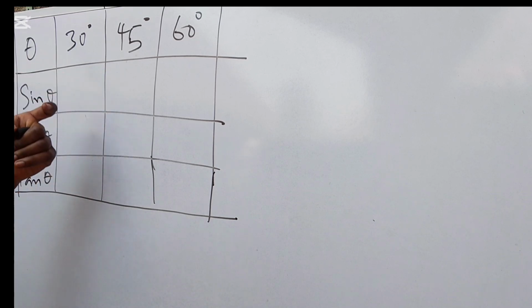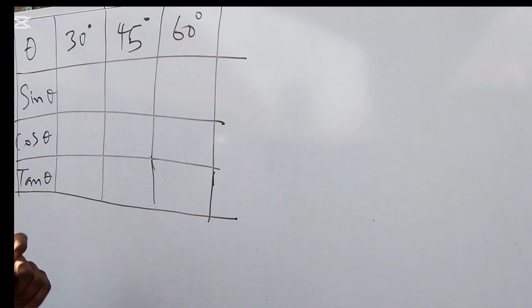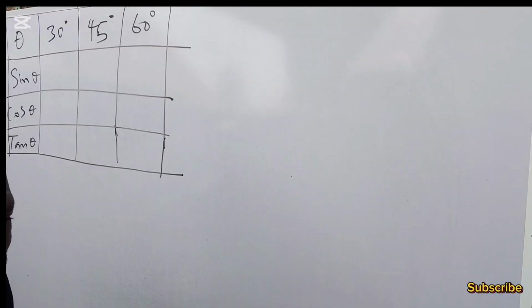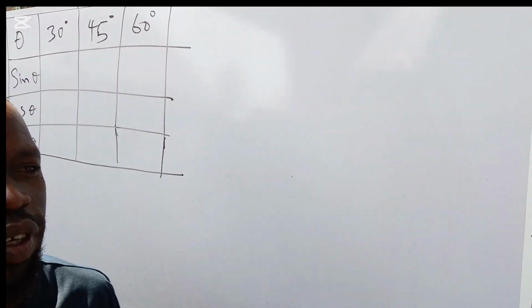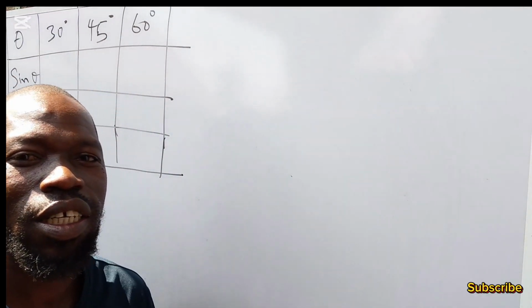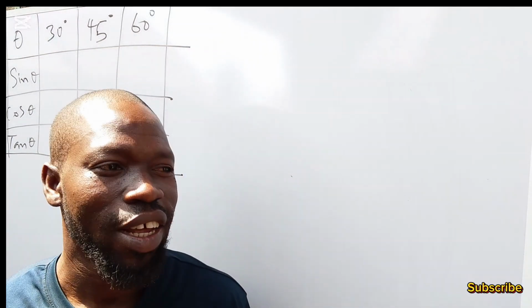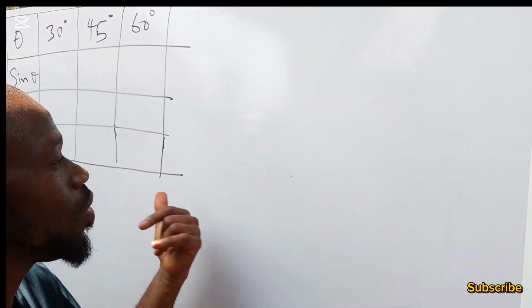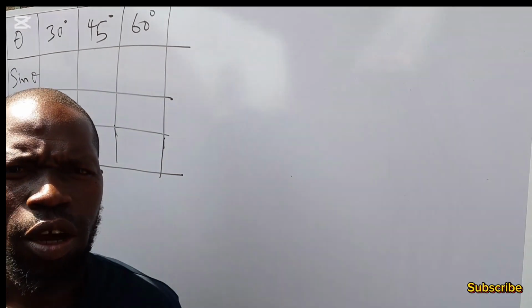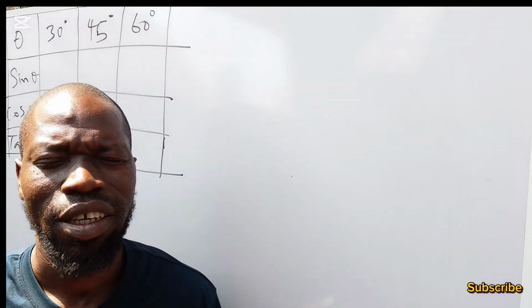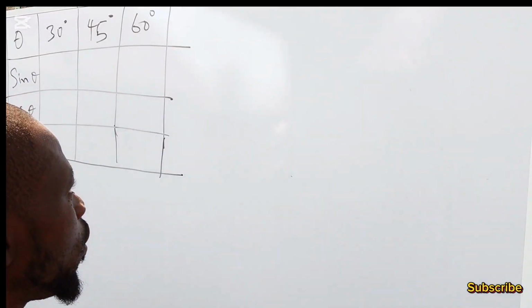What is sine 30, cos 30, tan 30? What is sine 45, cos 45, tan 45? And what is the cosine, the sine, and the tangent of all these three special angles? And we're going to be finding that in the surd form.